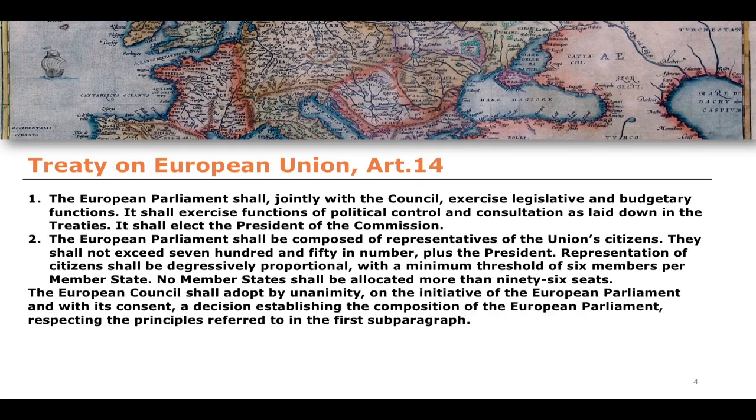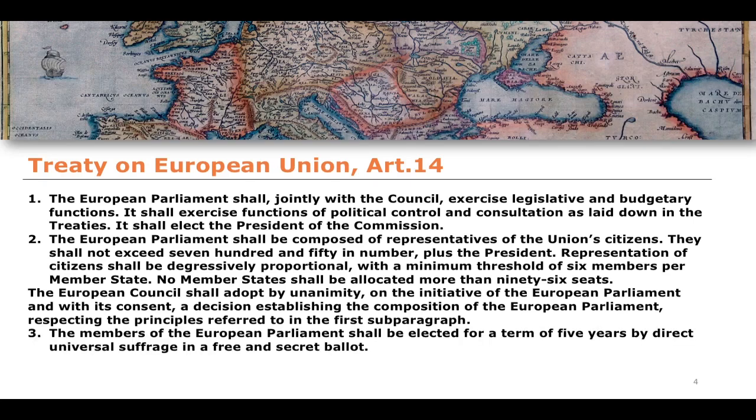The European Council shall adopt by unanimity, on the initiative of the European Parliament and with its consent, a decision establishing the composition of the European Parliament, respecting the principles referred to in the first sub-paragraph. Part 3 says that the members of the European Parliament shall be elected for a term of 5 years by direct universal suffrage in free and secret ballots.